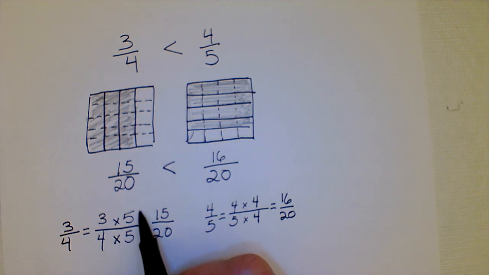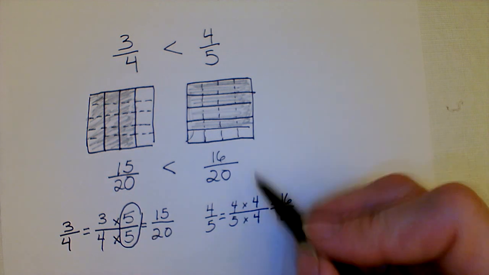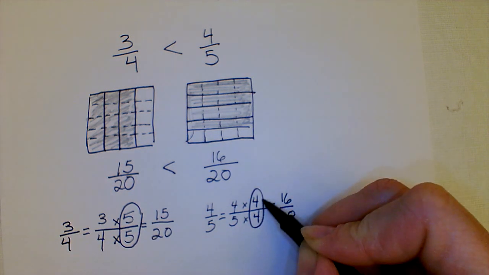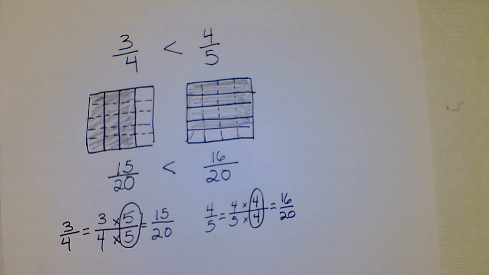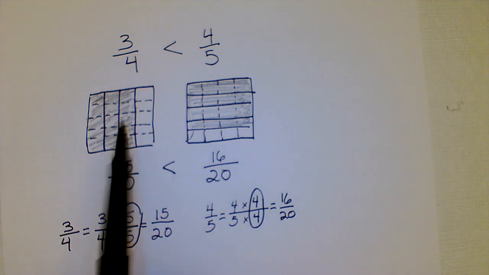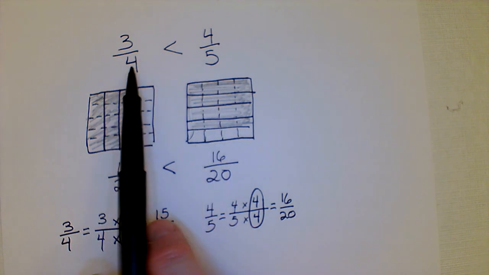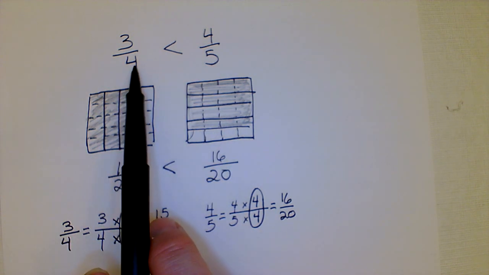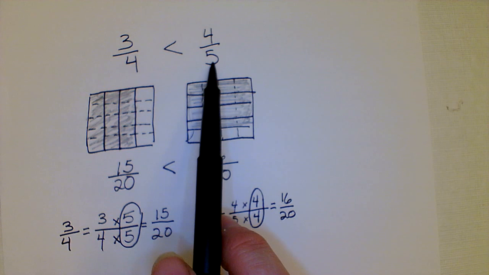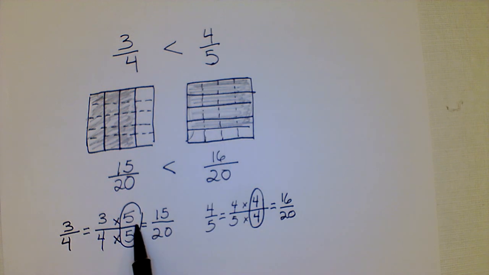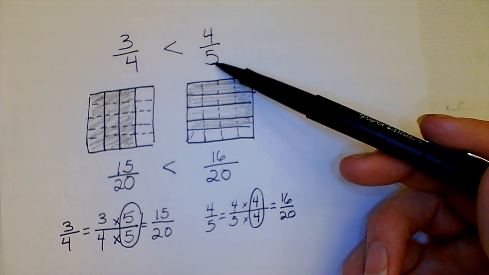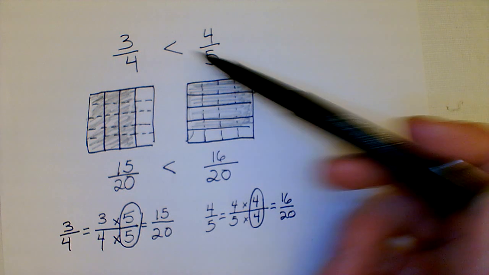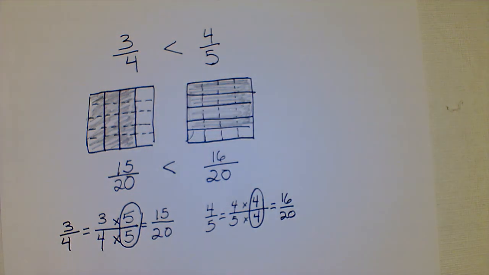I don't know if you're noticing this, but look, we multiplied by 5 here, and over here we multiplied by 4. Do you know why we chose to do that? Because we simply did a nice, easy way of doing this, which is we multiplied by the other denominator. So when we had 3/4, we multiplied it by this denominator, 5. You can see that down here. And for 4/5, we multiplied it by the other fraction's denominator, which was a 4. So we're multiplying by the other fraction's denominator to get us a common denominator.